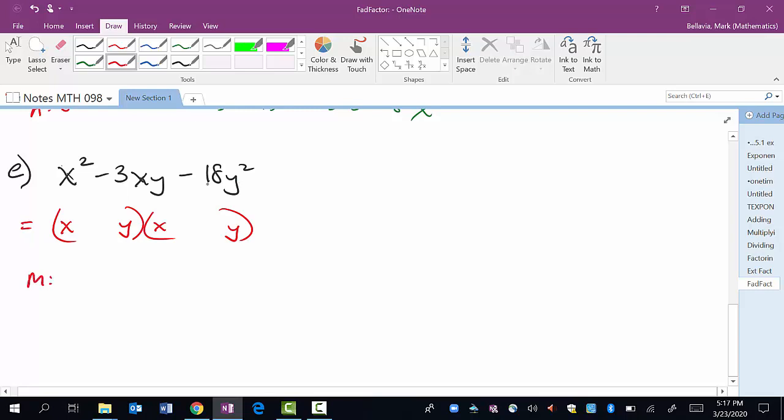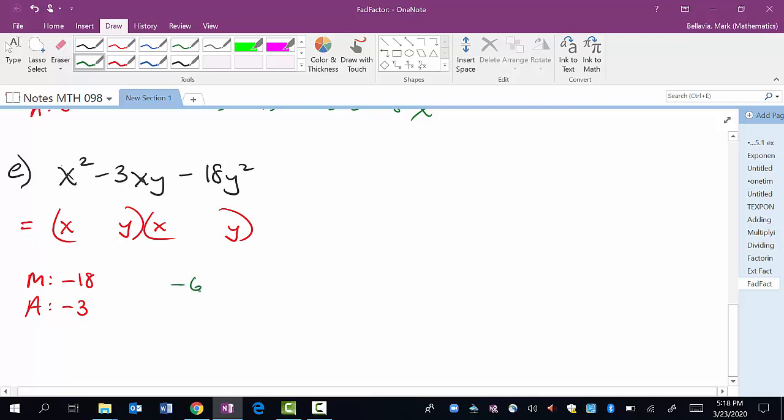So I still want to find things that multiply to whatever c is. In this case, c is going to be negative 18. You don't use the variable with it because we're taking care of it in here. And then we want numbers that add to whatever the middle coefficient is. The middle coefficient is negative 3. So you want numbers that multiply to negative 18 that also add to negative 3. Well, which numbers do that?